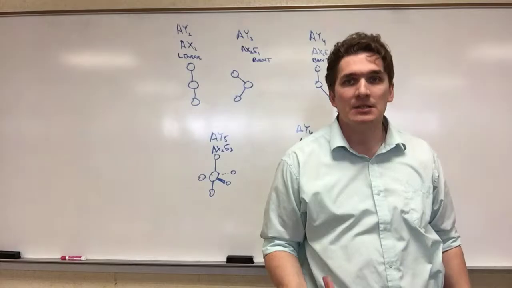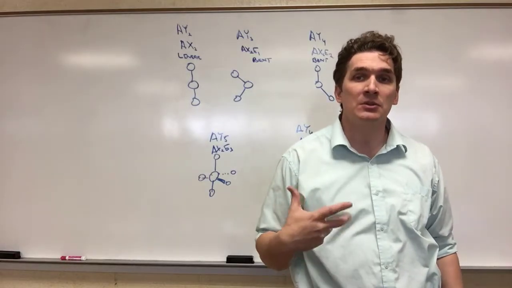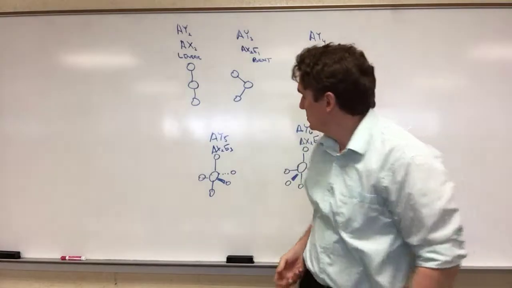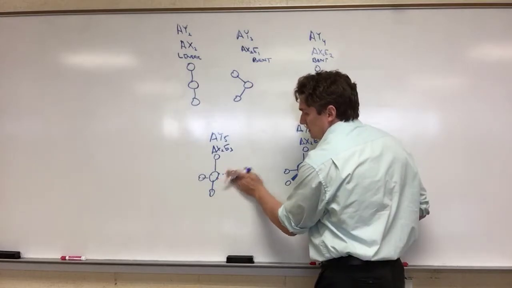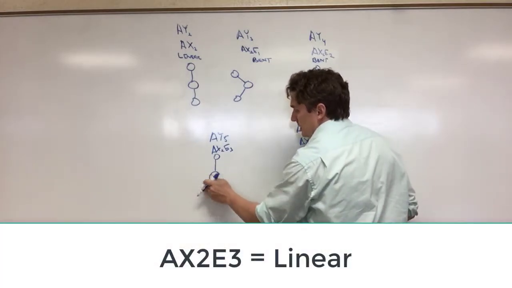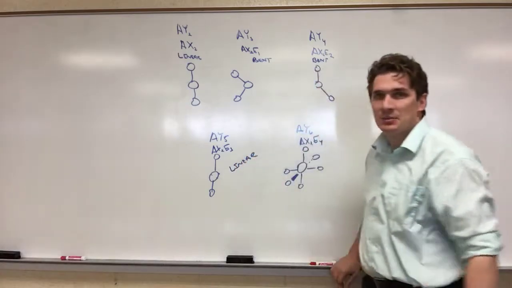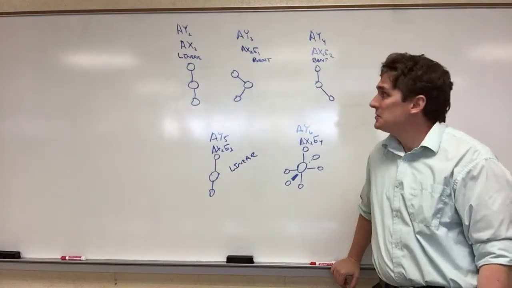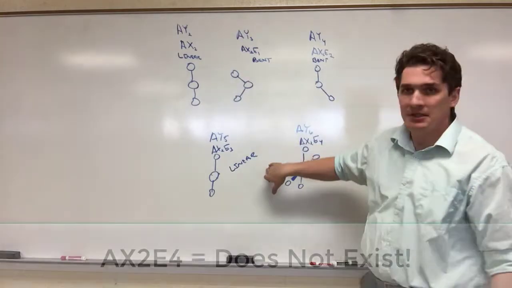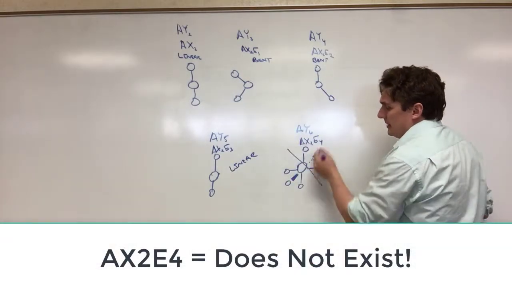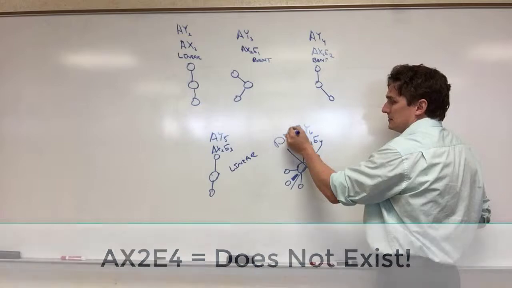Now the weird one here is the AX2E3 because we have axial and equatorial positions. In all cases, our lone pair electrons are going to go into the equatorial positions. So they're going to disappear along the equator, and we get, once again, a linear molecular geometry. So far, linear, bent, bent, and linear. As far as this one, this does not exist.